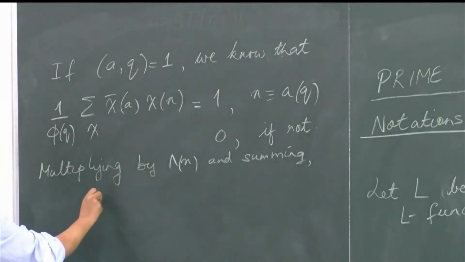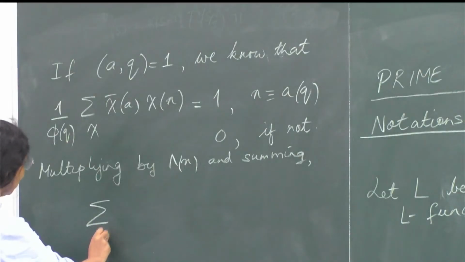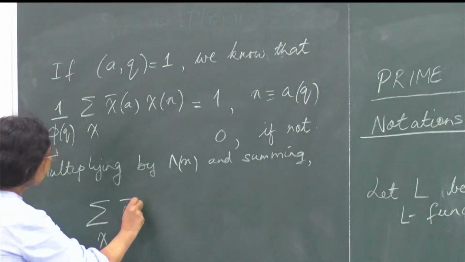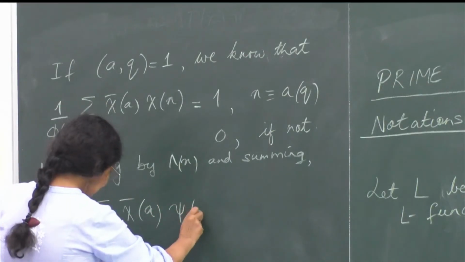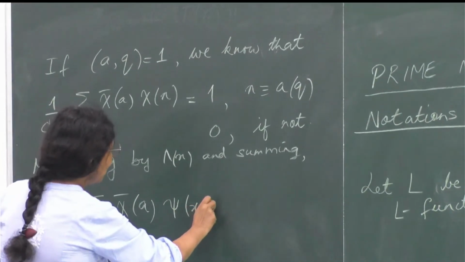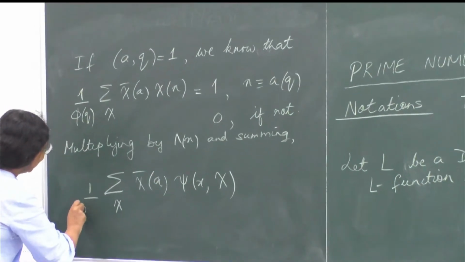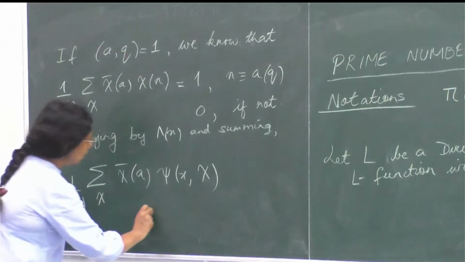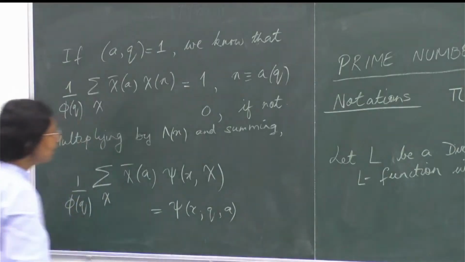what we get is, take the sum over chi, same thing, chi bar of A, and then we write psi of x chi divided by phi of q, and this is equal to psi x q a.